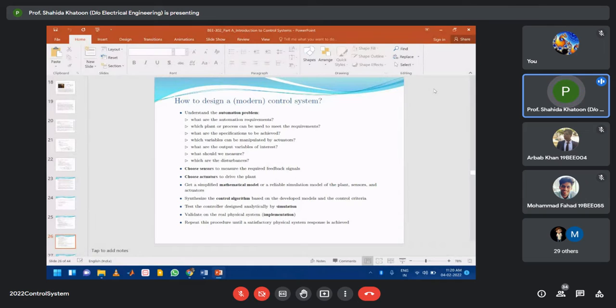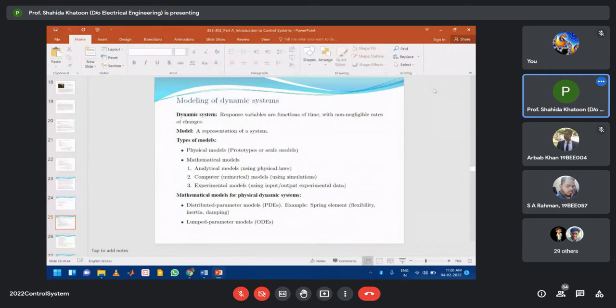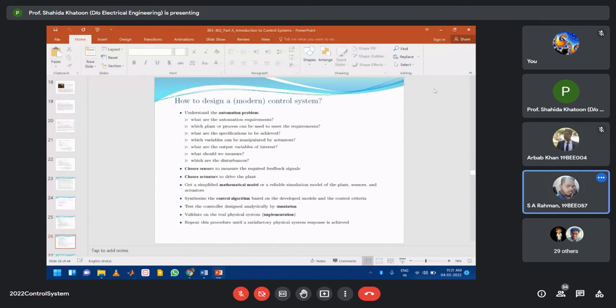How to design a control system? And what understanding is the UDE? Lumped parameter model. Distributed parameter, PDE, and lumped. There are two types. One is distributed. Normally we do the lumped parameter analysis.